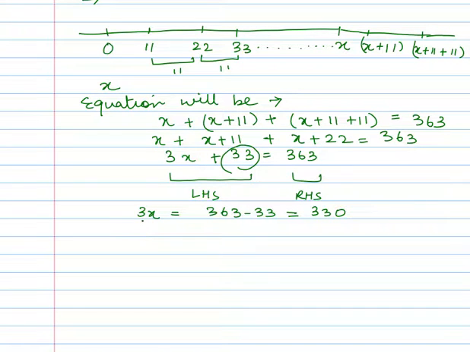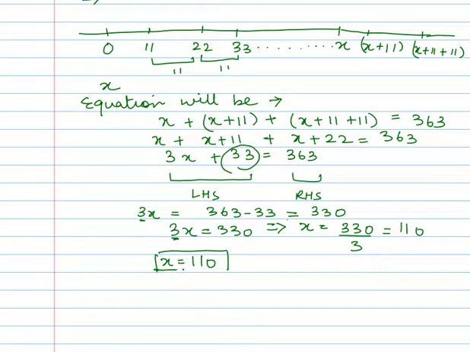Again we will move this 3 to the right hand side. So 3x equal to 330, which implies x is equal to 330 divided by 3. So we have moved 3 to the right hand side of the equation, which becomes 110. So x is equal to 110. We have solved the equation, we have found the value of x.